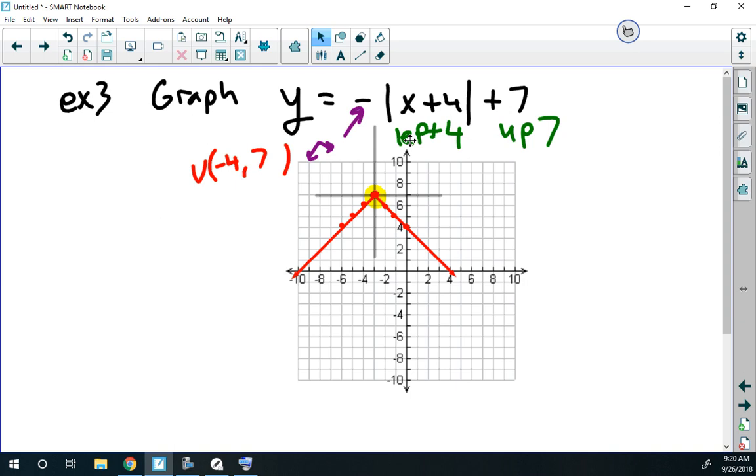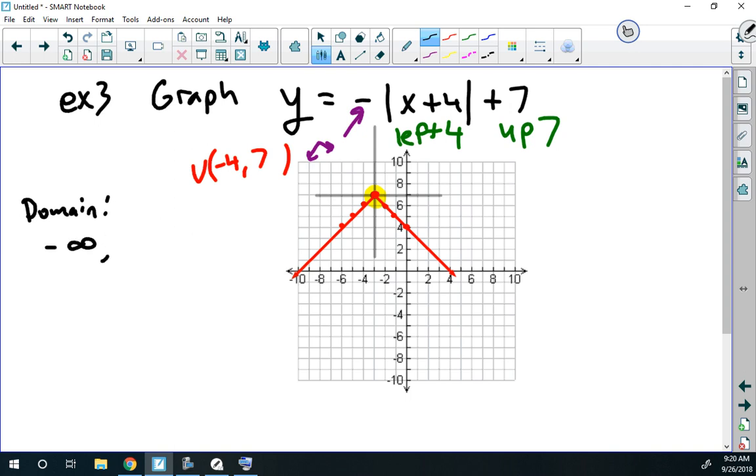Any questions about this relative graphing before we try a tough one? Before we move on, we better talk about the domain. The domain of everything we graph from now until chapter 6 is going to be negative to positive infinity, just about. Just about all the domains of everything we're going to graph this year is going to be negative to positive infinity.